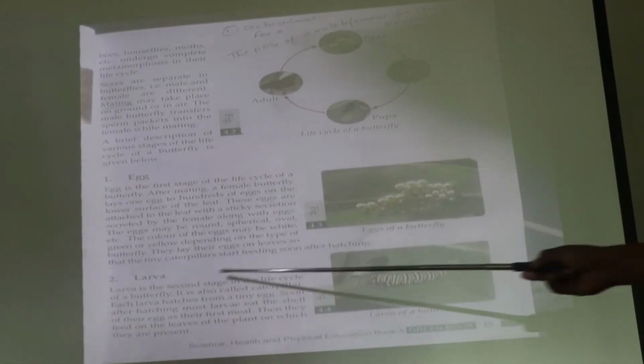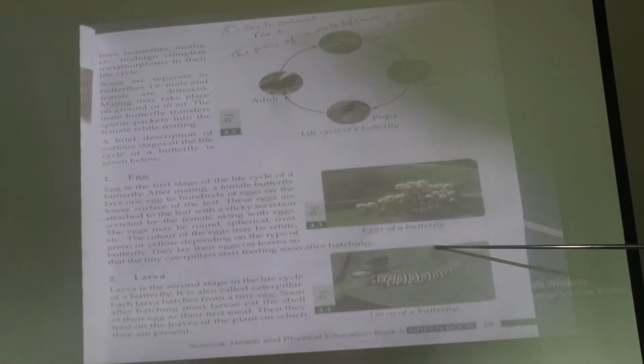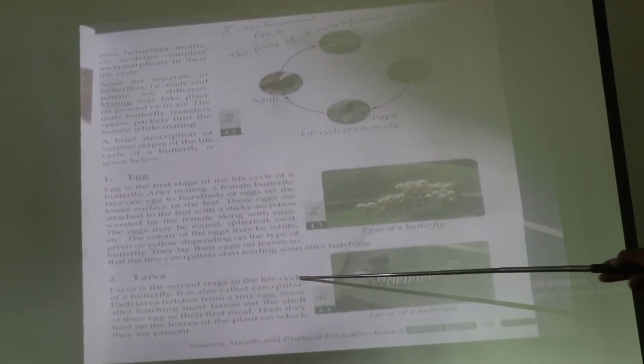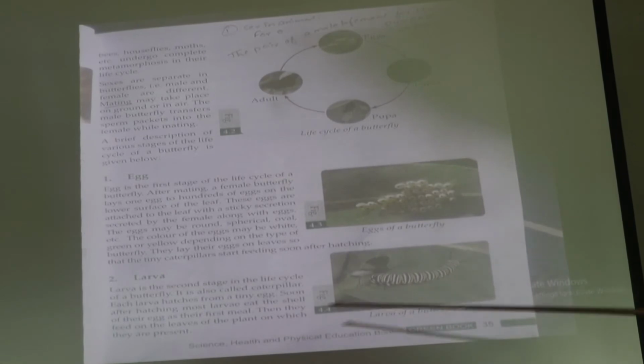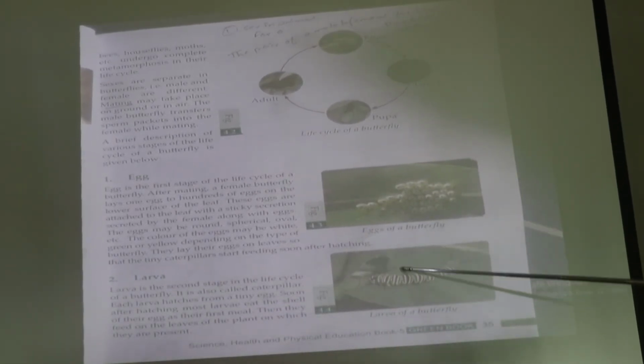Number 2, larva. The second stage of the life cycle of a butterfly is larva. The figure is here. Larva looks like this structure. This larva is the second stage of the life cycle of a butterfly. It is also called a caterpillar.